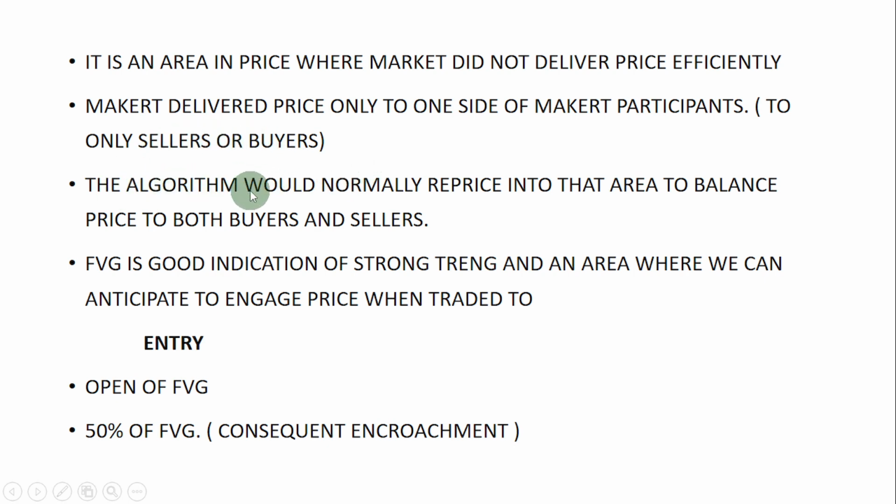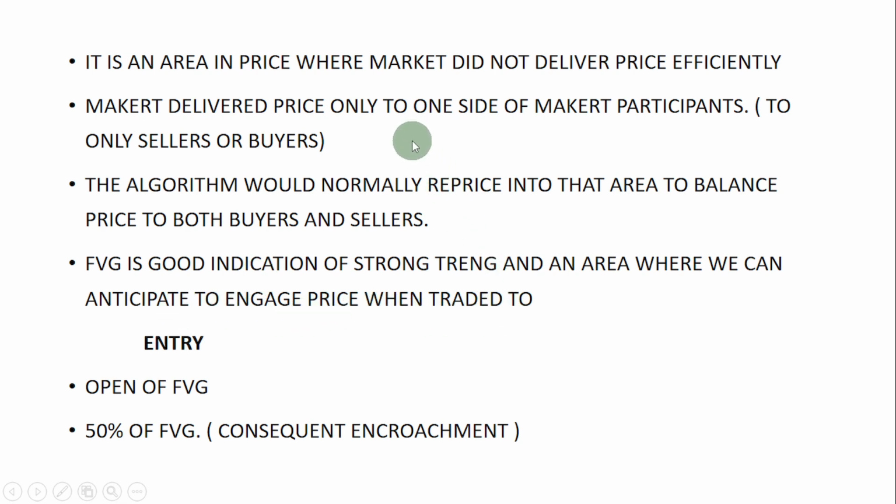And so normally the algorithm would reprice into that area to balance price to both buyers and sellers. So for instance, if the algorithm delivered price to only sellers, normally it will reprice back to that area to offer buyers an opportunity so that the range will be balanced. So you are saying that fair value gaps, or FVGs, are a good indication of a strong trend, and an area where we can anticipate to engage price when traded to.